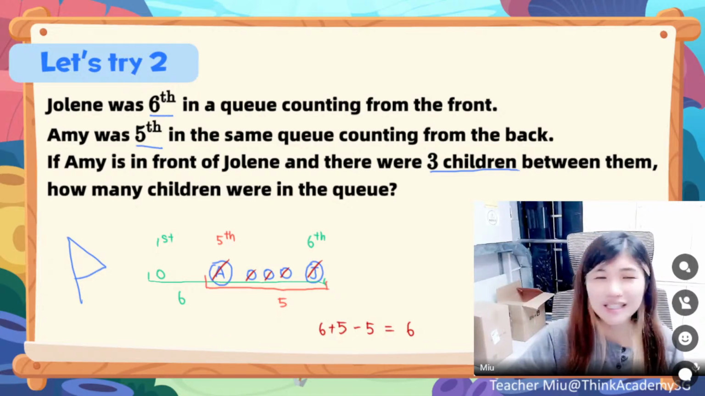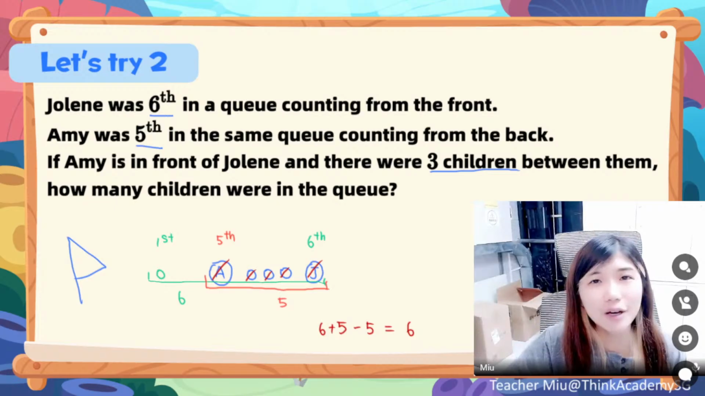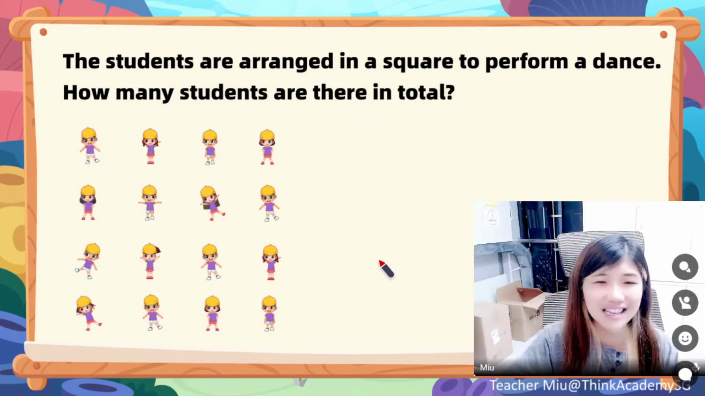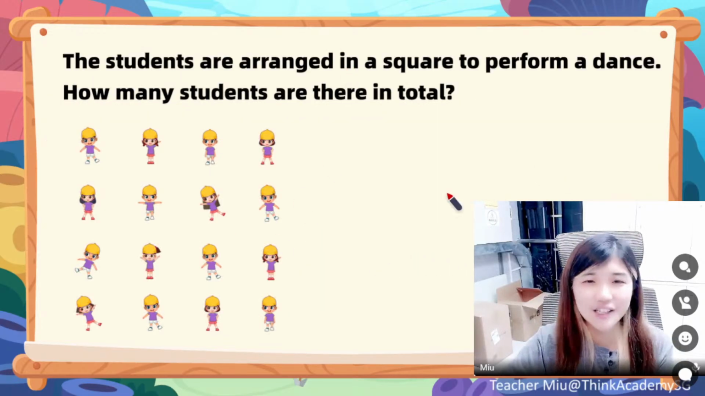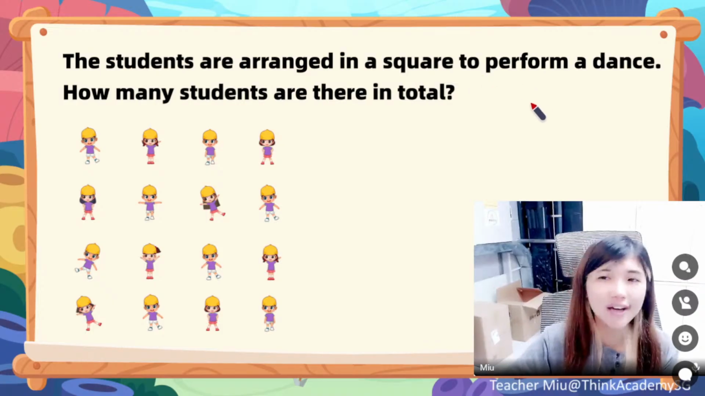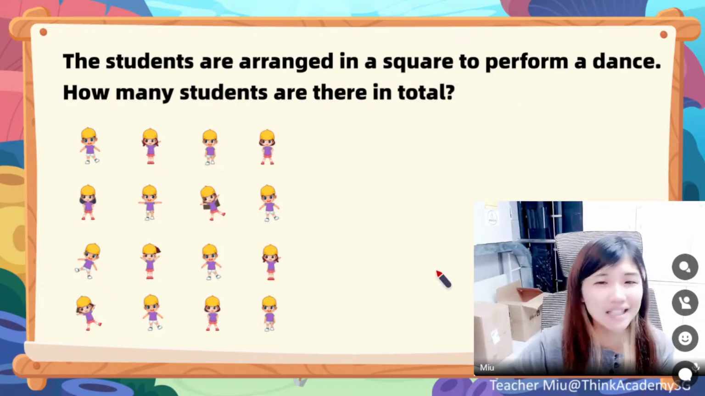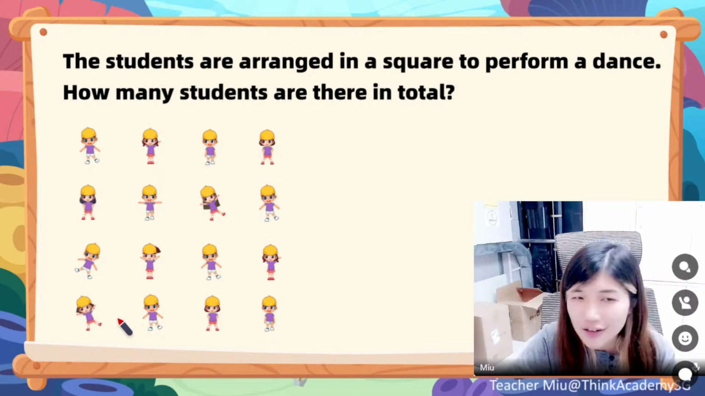So this is about queuing problems. But talking about queuing problems, there's one more very crazy thing. It's like this one. It says the students are arranged in a square to perform a dance. How many students are there in total? Are you going to count them one by one?